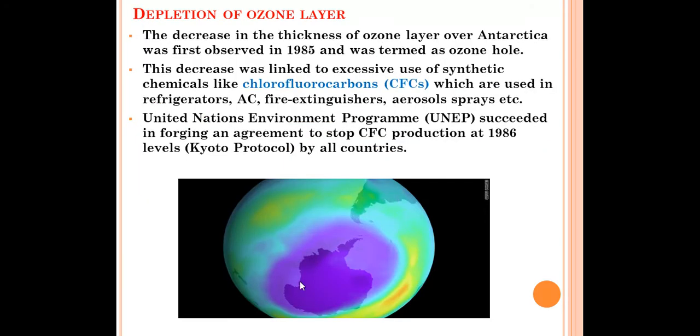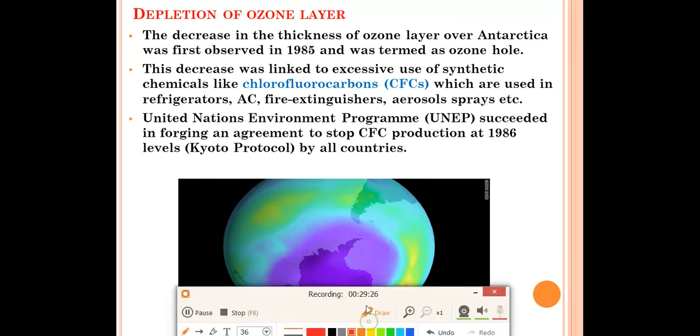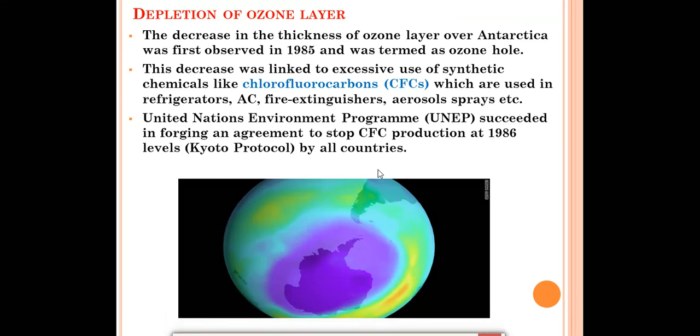Depletion of ozone layer. Now, what are the factors because of which the ozone layer is getting depleted? Because of human activities only, the ozone layer is getting depleted. And the most important factor which leads to ozone layer depletion is chlorofluorocarbon, CFCs. The decrease in the thickness of the ozone layer over Antarctica was first discovered in 1985, and it was termed the ozone hole.